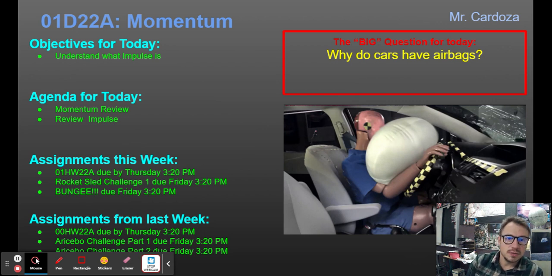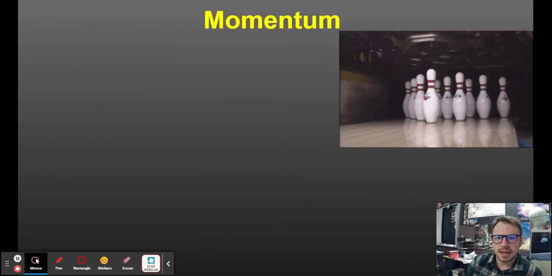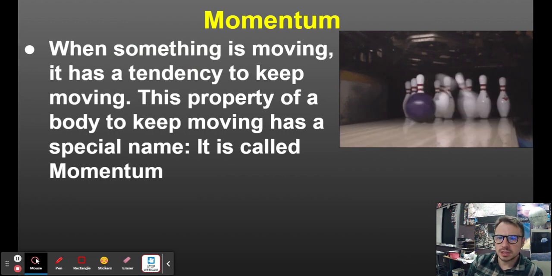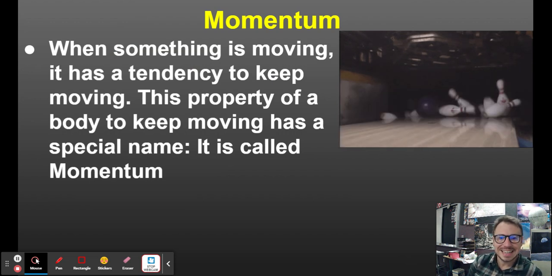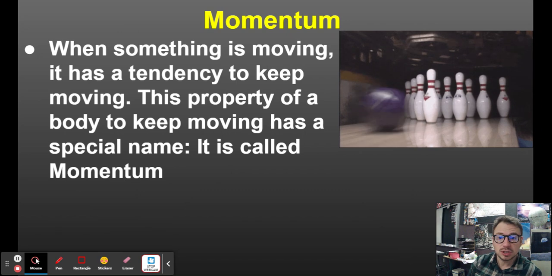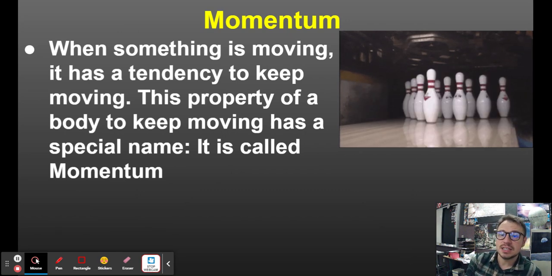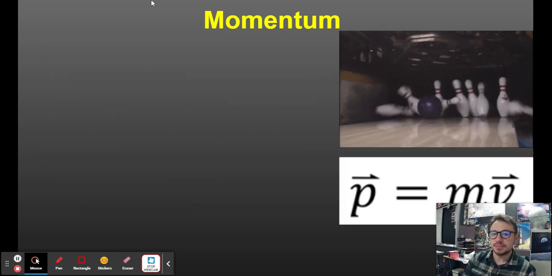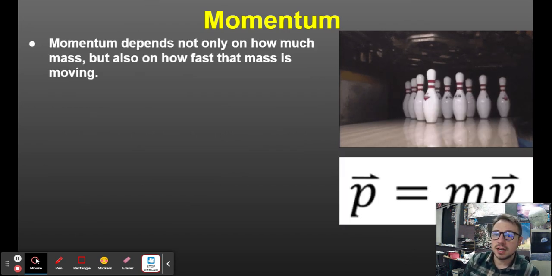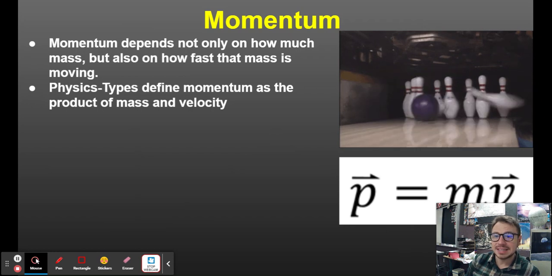All right, so the big question for today is, why do cars have airbags? Let's review what momentum is. When something is moving, it has a tendency to keep moving. Objects in motion remain in motion in a straight line. That's what Newton's first law tells us. This property of a body to keep moving has a special name. It is called momentum. Momentum depends on not just the mass, but how fast that mass is moving.